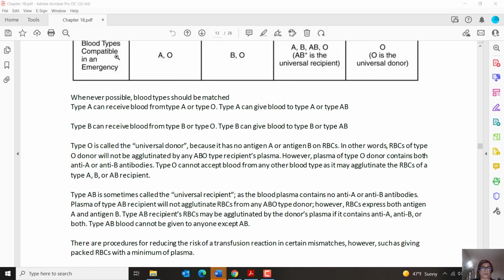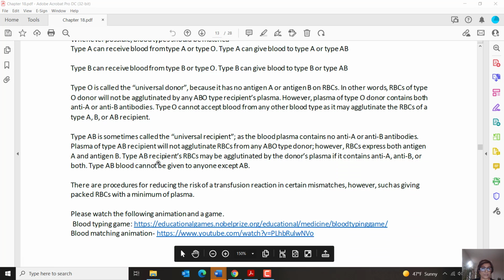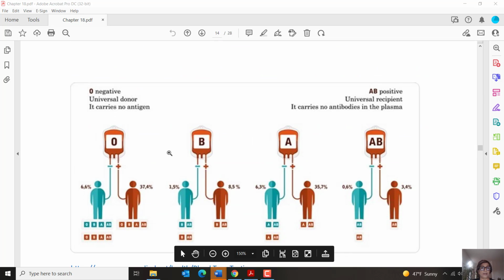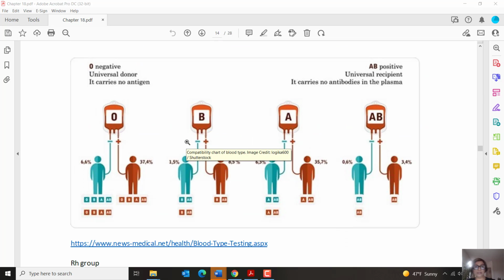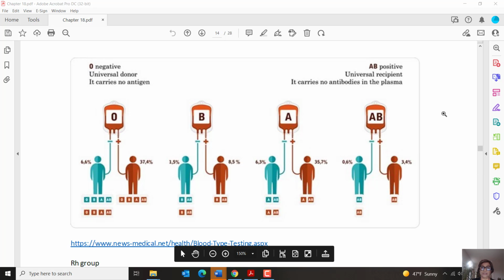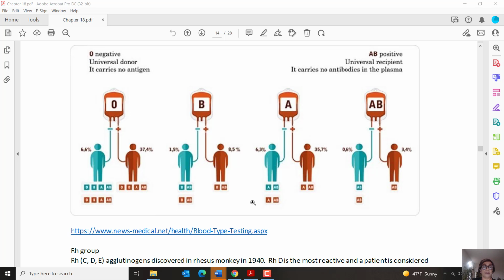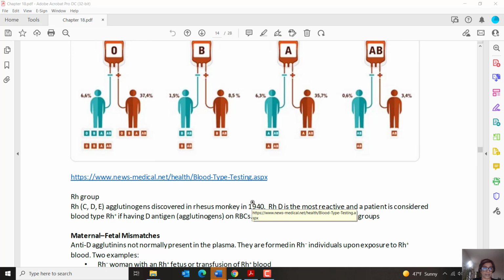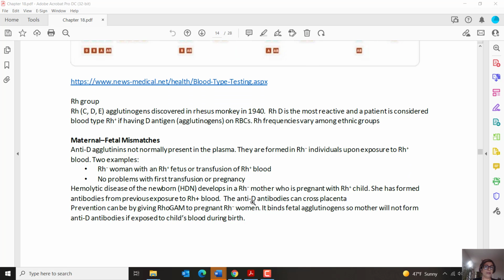I did write down all this, so you can watch that. And again, this is another picture that I really liked. You can actually go into this and do the blood typing. So this is a nice little table again. Now let's talk about Rh.